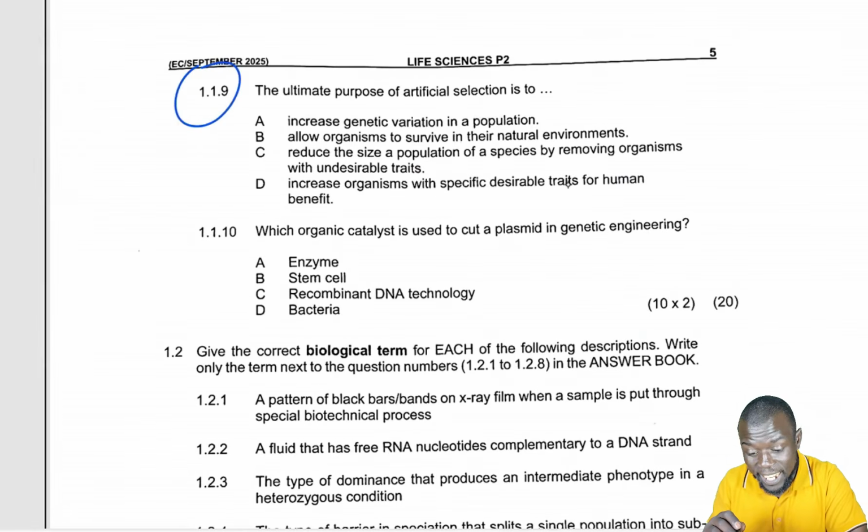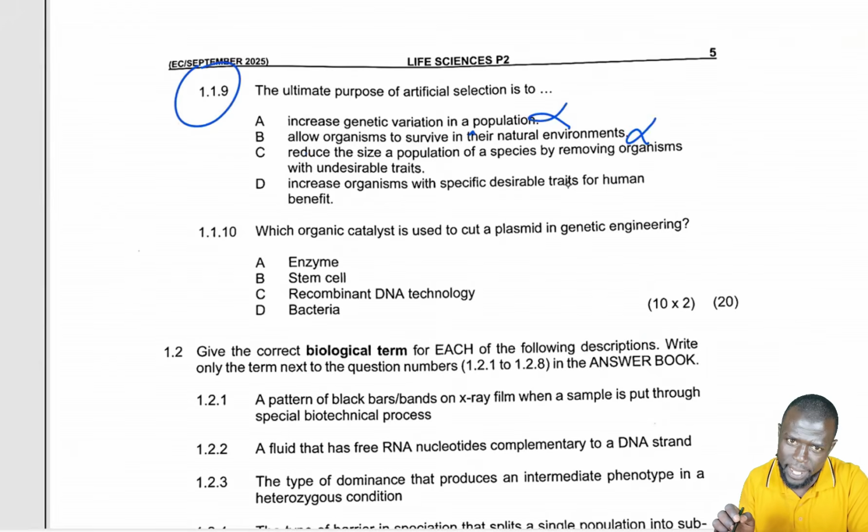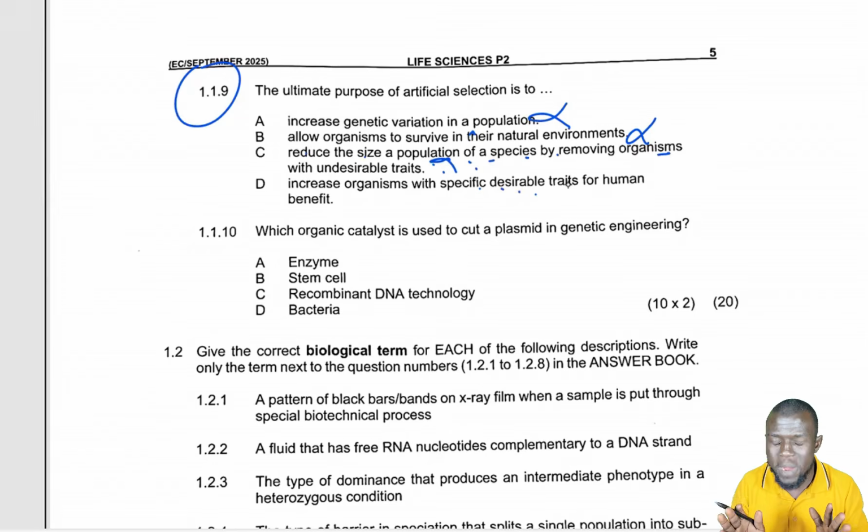1.1.9. All right. The ultimate purpose of artificial selection is to increase the genetic variation. Artificial selection increases the genetic variation? I don't think so. Allows the organism to survive in the natural environment? Artificial? No, man. Reduce the size of the population of species by removing the organisms with the undesirable characteristics. Why should we reduce the size of the population? For the organisms, we want more of them. I don't think so. Let me see it. Increase the organisms with the specific desirable trait for human benefit.